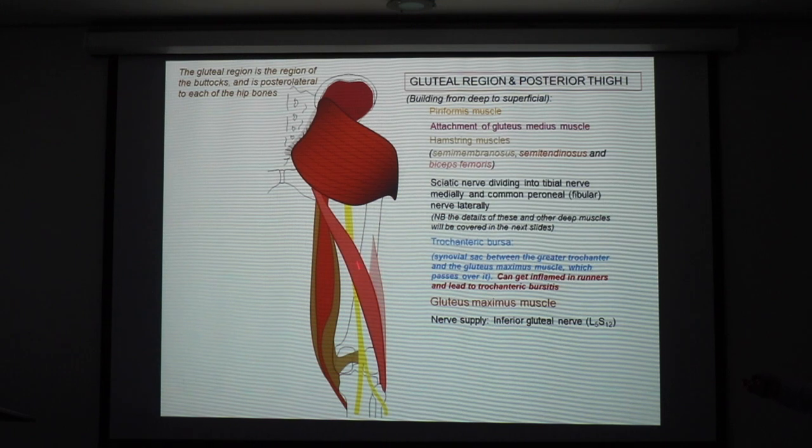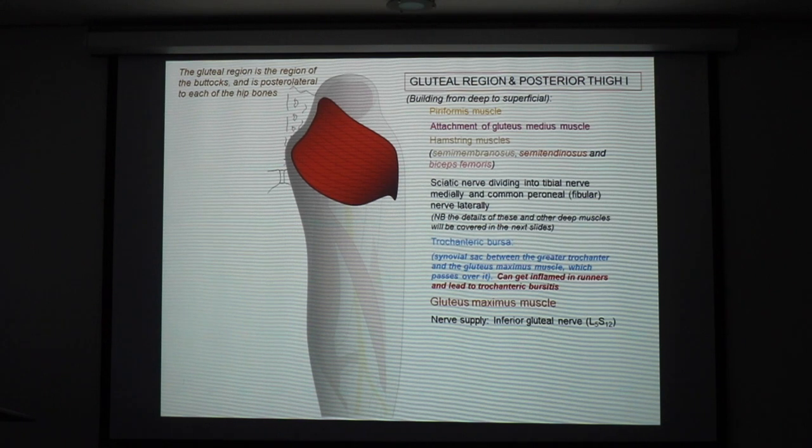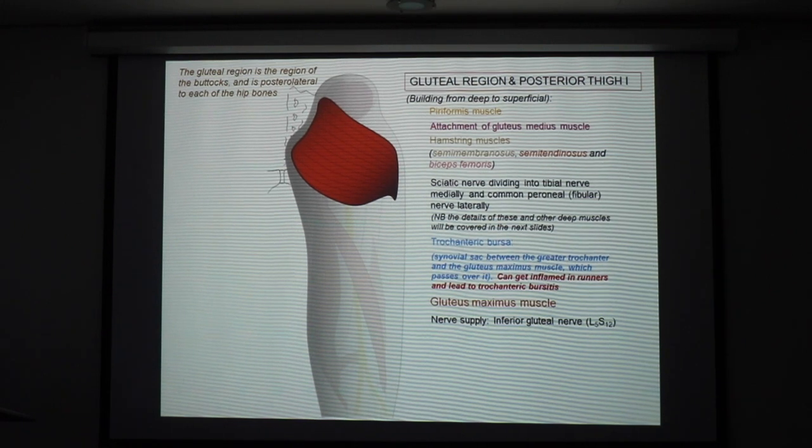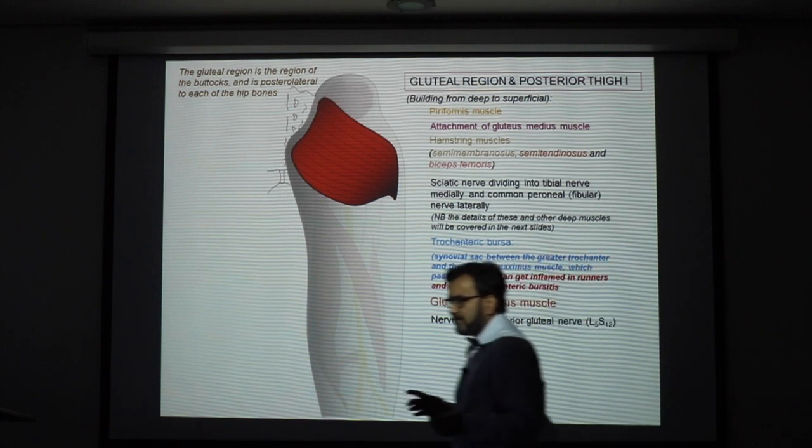Long head is basically the one which is taken as the hamstring muscle. Only one head. Yes, the long head of biceps is the hamstring muscle. The short head of biceps is not a hamstring muscle because it does not extend the hip. You need to understand also the function of the gluteus maximus muscle.